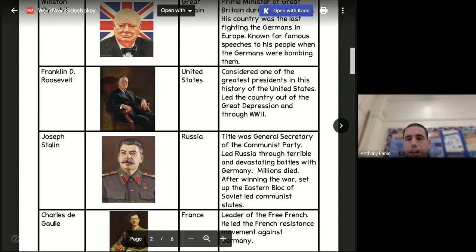After winning the war, he set up something called the Eastern Bloc of Soviet-led communist states. So he is the leader for the Soviet Union. Very, very, I'll be honest, ruthless guy. But he was on our side during World War II.